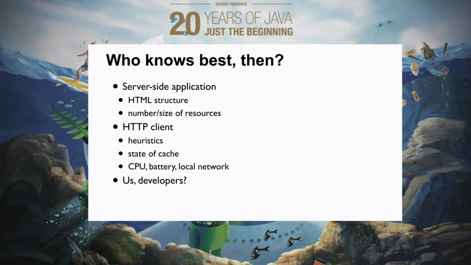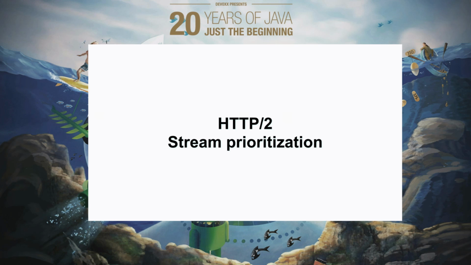Because on the server-side application, we know about the structure, we know about the number and size of the resources, but the client at the same time, only the browsers know better about the heuristics, what it needs to render the page efficiently. It knows what it's got in its cache, etc. Or us, maybe we know better, right? Obviously, there's another new feature in HTTP2, this time also optional, and this time it's all about the possibility for the client to communicate those needs.